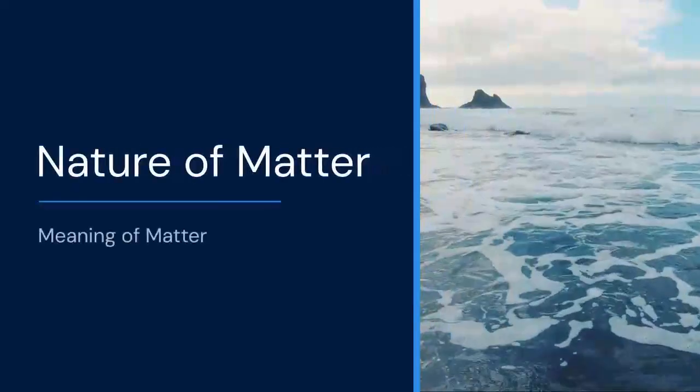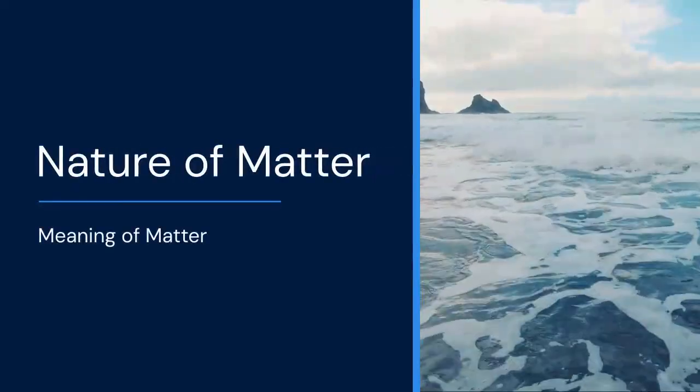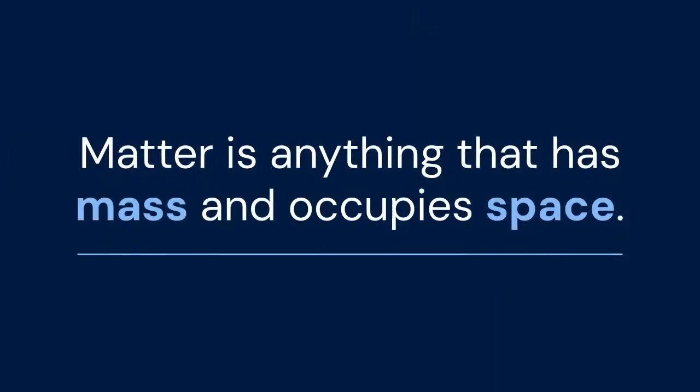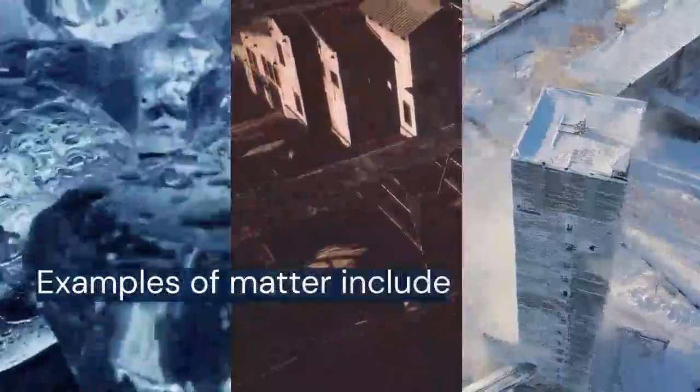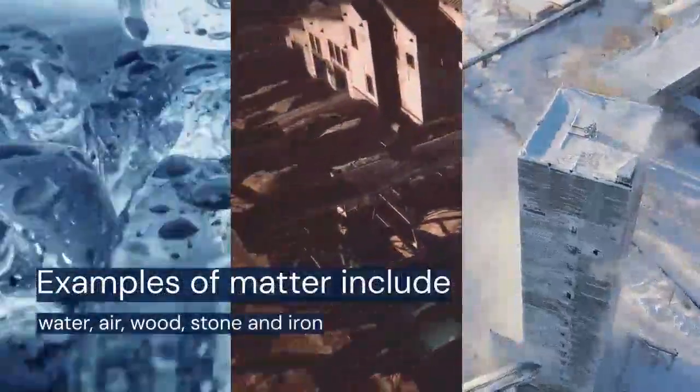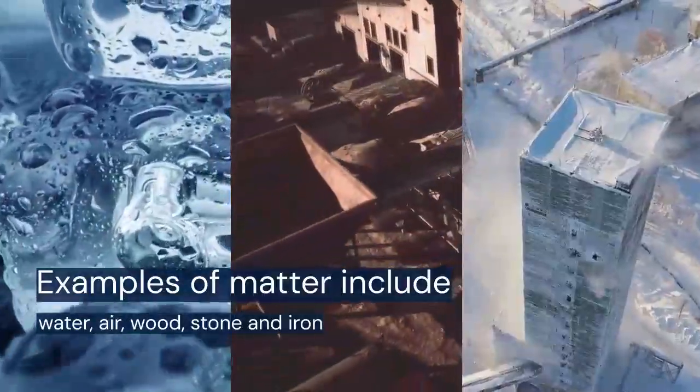Nature of matter. Meaning of matter. Matter is anything that has mass and occupies space. It exists in different forms and can undergo physical or chemical changes. Examples of matter include water, air, wood, stone, and iron.